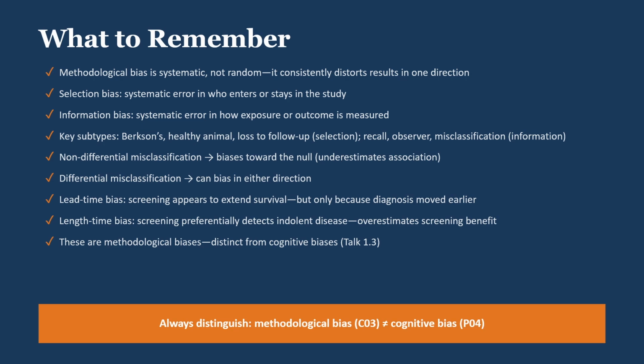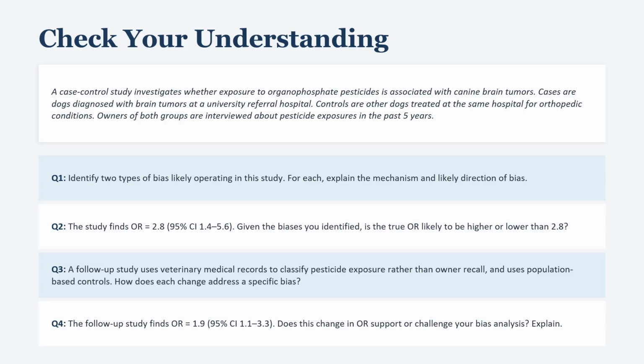And throughout all of this, these are methodological biases in study design, completely distinct from the cognitive biases in clinical reasoning we covered in Talk 1.3. The ACVPM exam tests that distinction explicitly. In the next talk, we cover confounding, the third threat to causal inference, and in many ways the trickiest, and its close relative, effect modification. Pause the video and see if you can answer the following questions. We'll then work through them together.